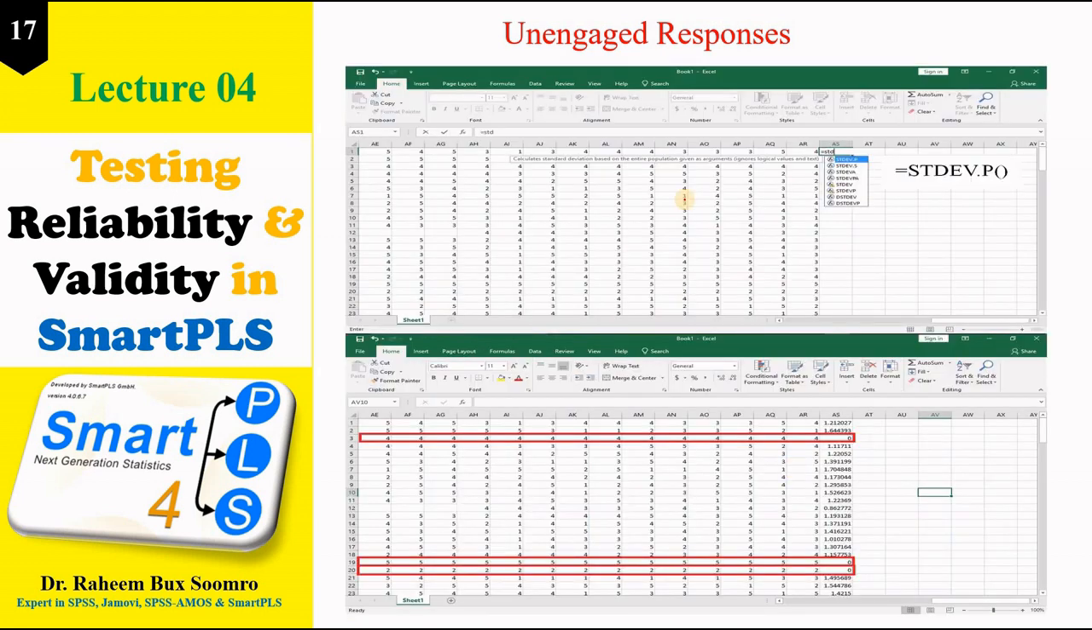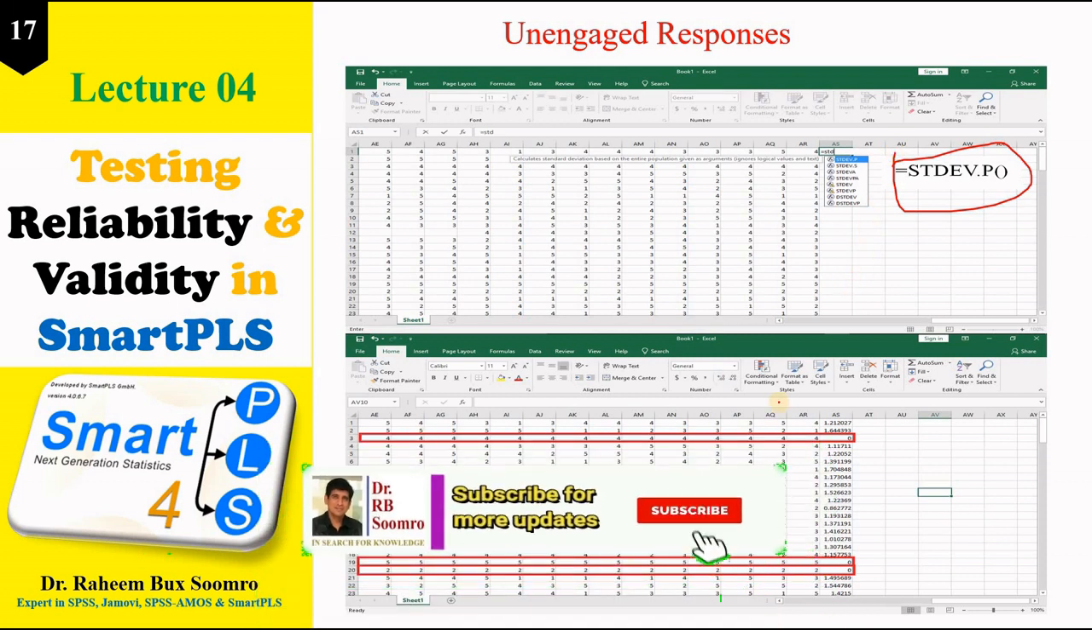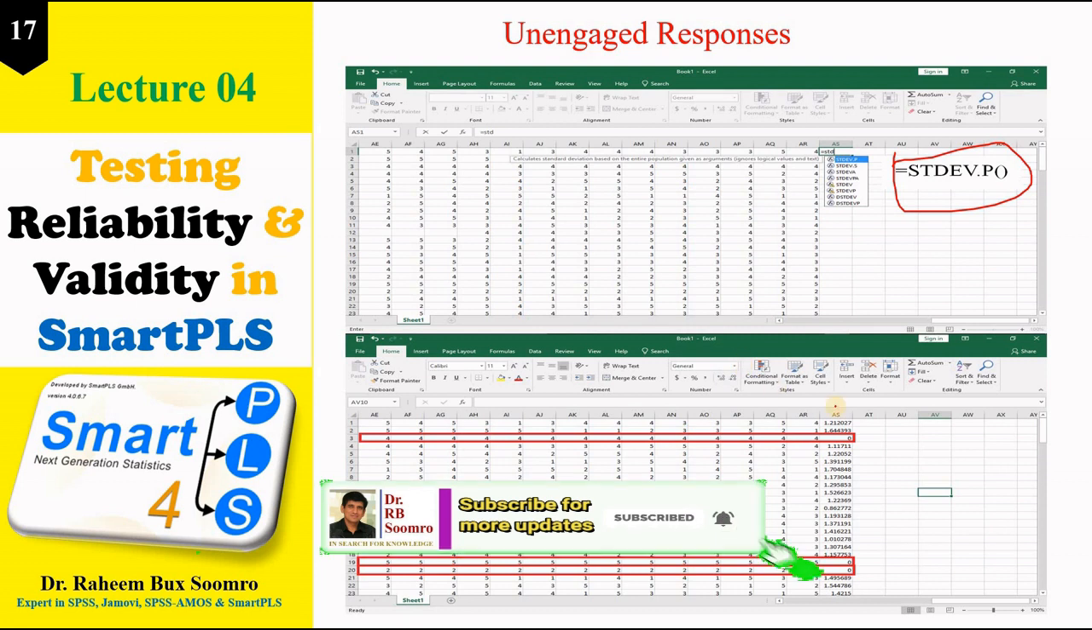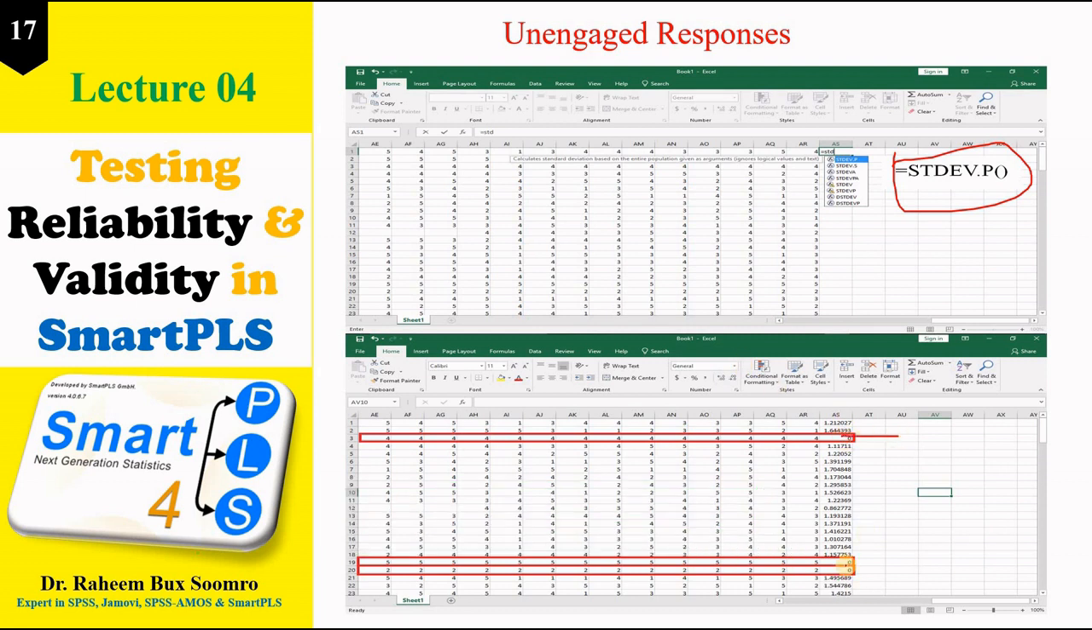In order to identify unengaged responses, first you are required to copy all the values from the results, paste them into Excel, and then by using this formula you can find any unengaged response. If there is any unengaged response in your data, it will be shown with a 0. You are looking at these zeros. Otherwise, against all other indicators, there is a non-zero value.